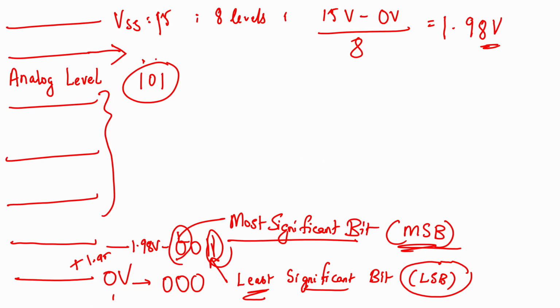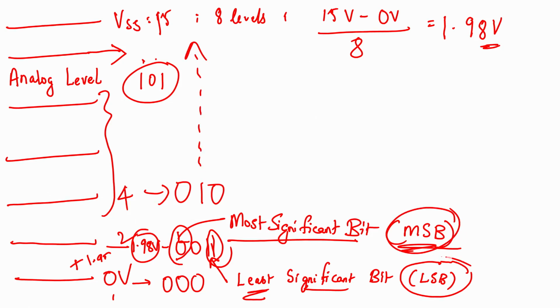So we understood that. So this will be like 1.98 into 3, like let us say this is around 2 volt, this will become 4 volt and that will become 0 1 0, next level. So like that. I will come back to why it is called MSB and LSB shortly. That will become clear to you when we understand how we convert digital to analog.